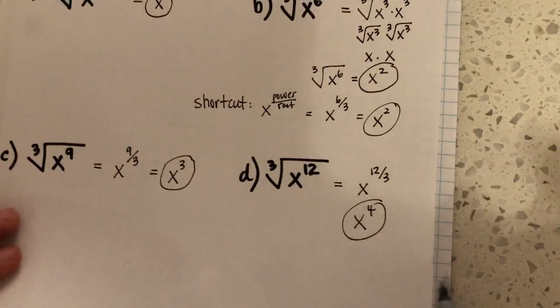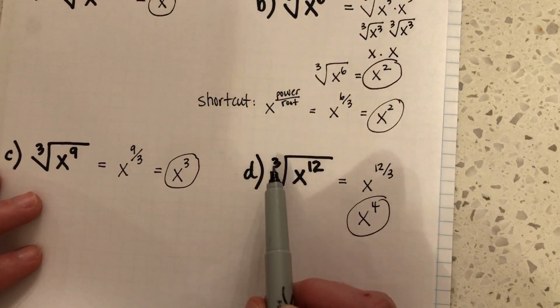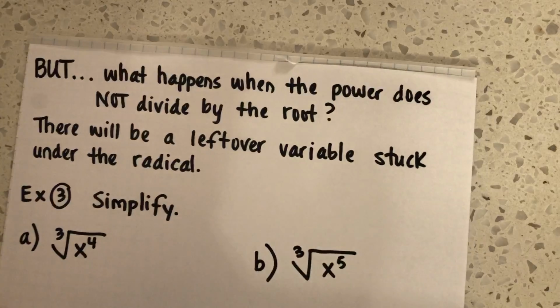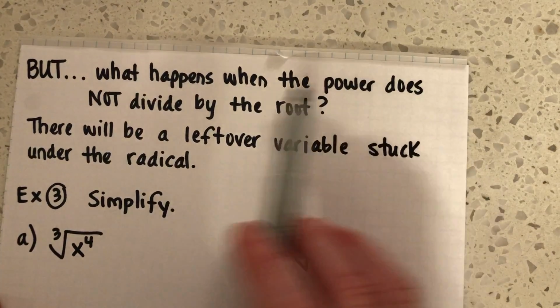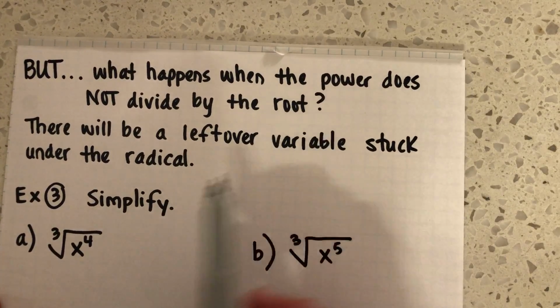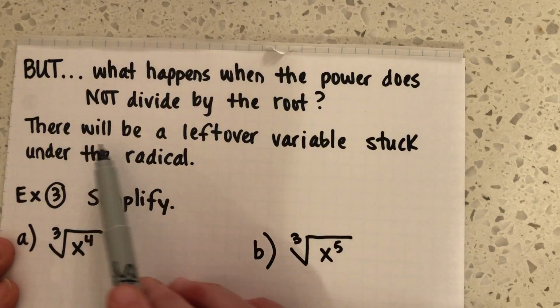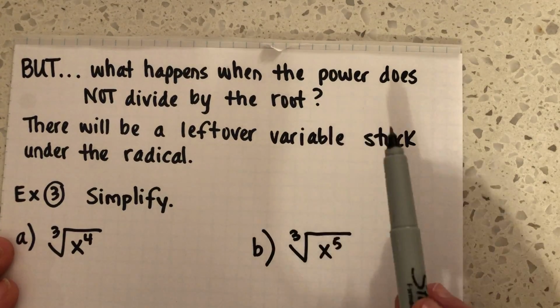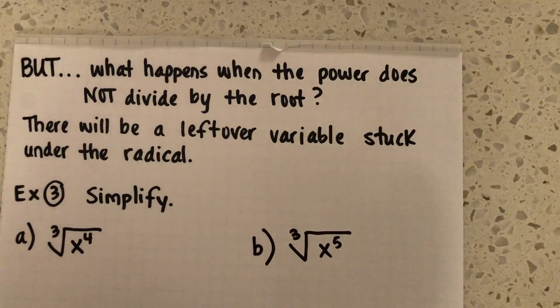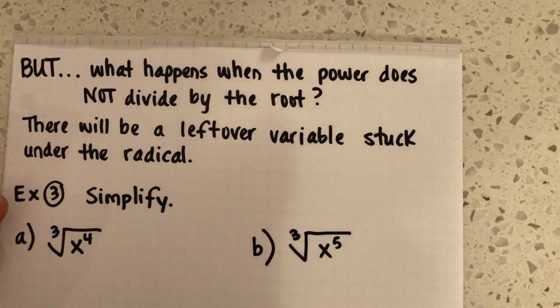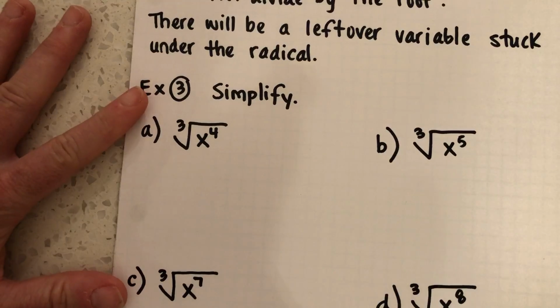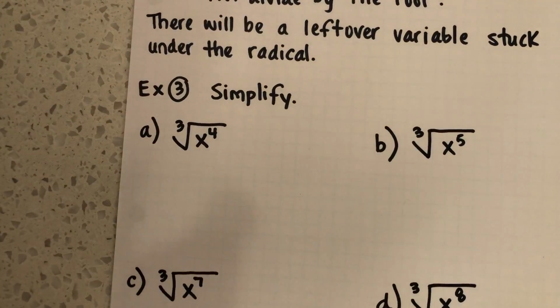Okay, well, like we saw yesterday, what happens if the power doesn't divide evenly by the root, right? We did problems like that yesterday with the square roots. So what happens when the power does not divide by the root? Well, in that case, you're going to have to rewrite it a little bit, and there will be a leftover variable stuck under the radical. You won't be able to completely get rid of the radical. So look at this. What if I asked you to take the third root of x to the 4th?